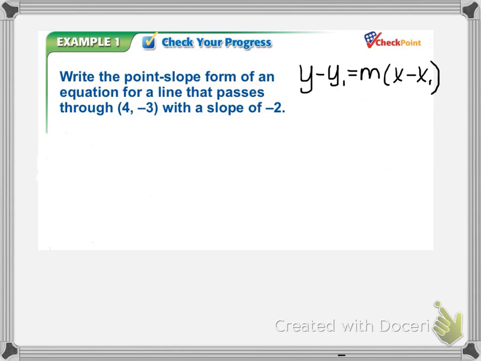Okay, so let's try this one. Write the equation in point-slope form for a line that passes through 4, negative 3 and has a slope of negative 2. So go ahead and pause the video and give this one a try.